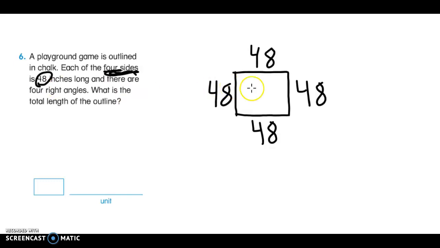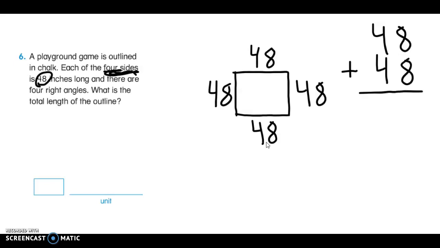Now I have to add these up. I'm going to do it a different way this time. I'm going to do 48 plus 48, just like normal, add two numbers. 8 plus 8 equals 16. 1 plus 4, or I can do doubles. 4 plus 4 is 8, plus 1 more is 9, 96.